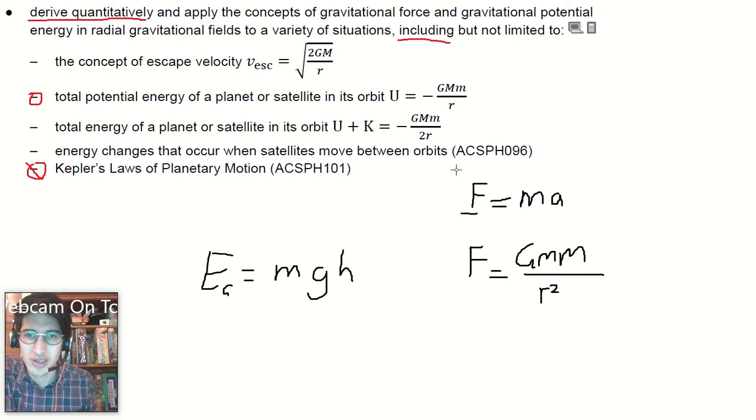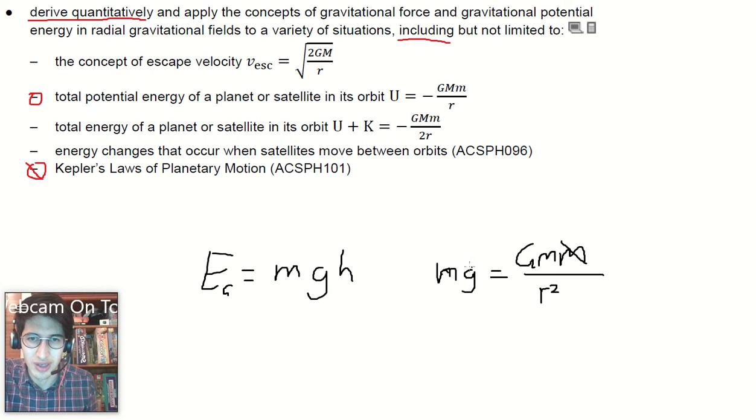So we can get rid of the F and use F equals ma to replace this F with ma. So mg is equal to GMm over r squared. We can cut one of these masses out. Little g is equal to GM over r squared. So we can replace this g with this instead, right? Because that is what this little g here represents.